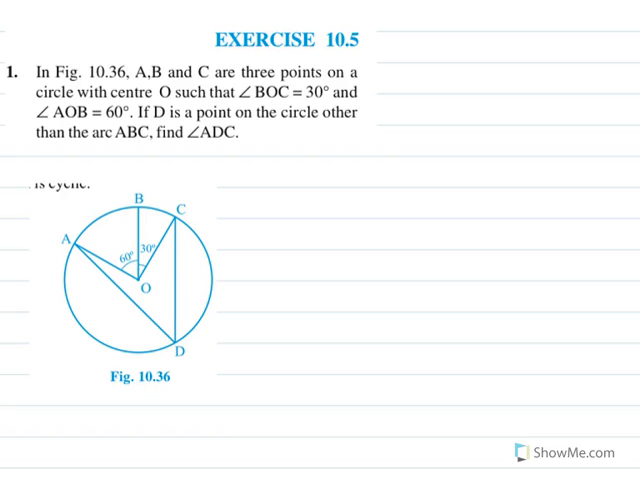In figure 10.36, A, B, C are 3 points of the circle with center O, such that BOC is 30 and AOB is 60. If D is a point of the circle other than arc ABC, find angle ADC. So here the circle, O is the center. Let us darken the angle at the center. So this is the angle subtended at the center.